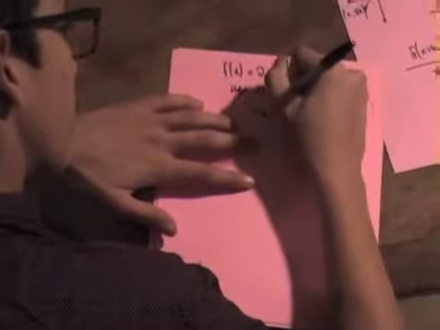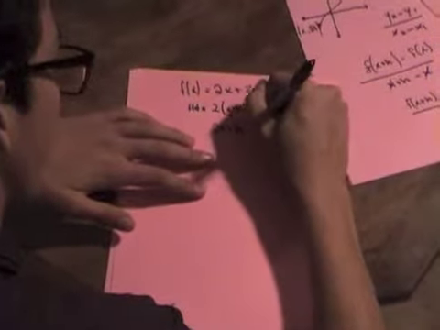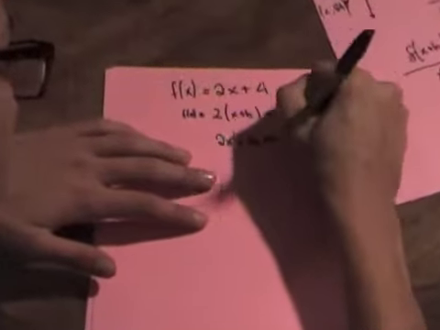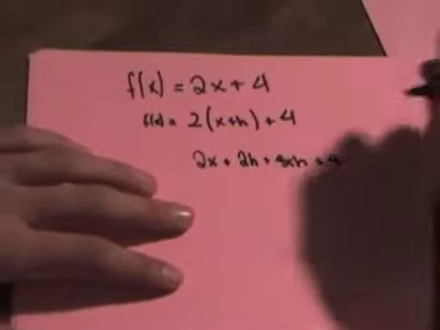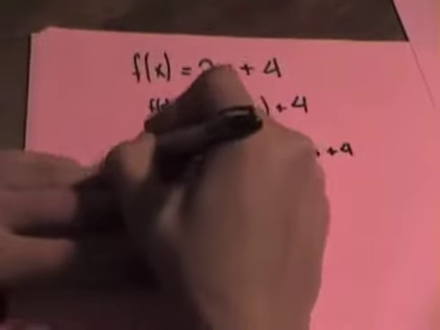So now we're going to simplify that out. So 2x plus 2h plus 4. So far we have that. This is going to equal f of x plus h.